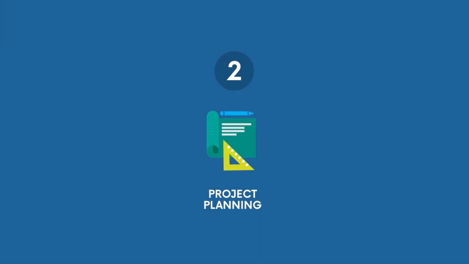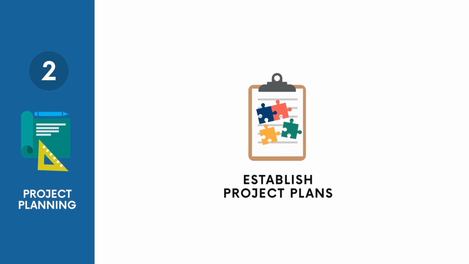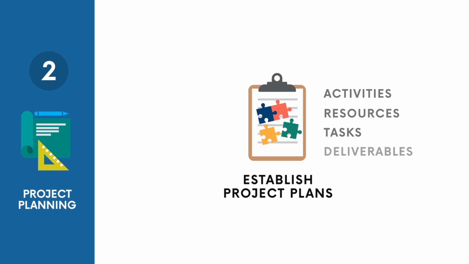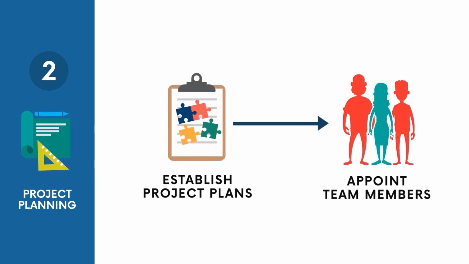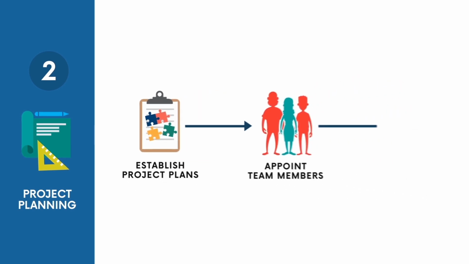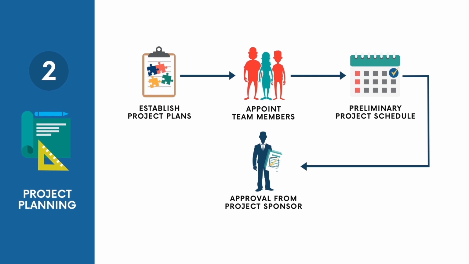Phase 2. Project planning. During Phase 2, project plans are established outlining activities, resource requirements, tasks, and project deliverables. Team members are appointed and assigned various roles, and a preliminary project schedule is developed. Approval from the project sponsor to proceed is also sought.